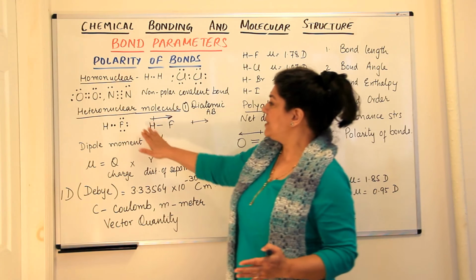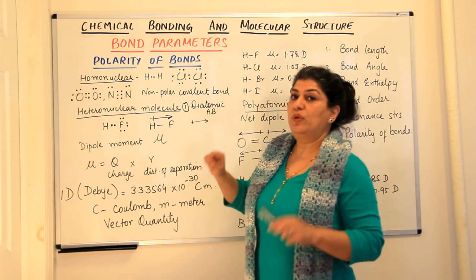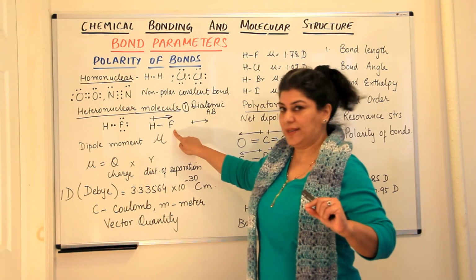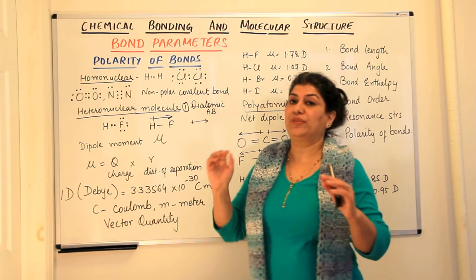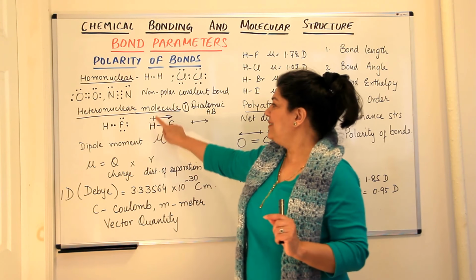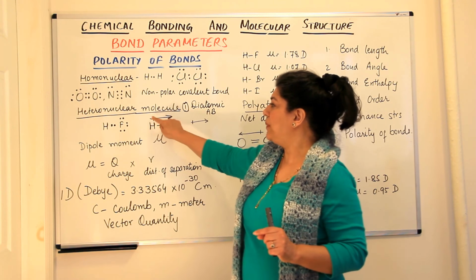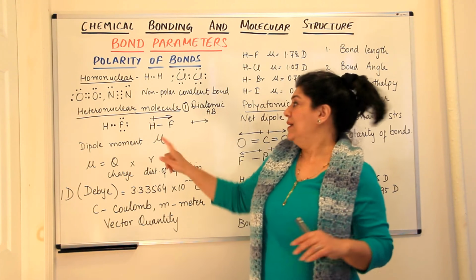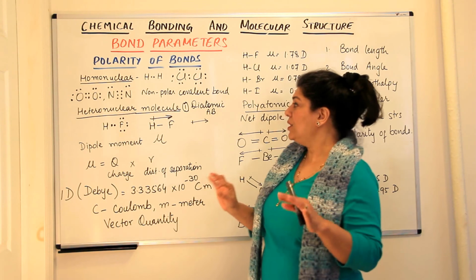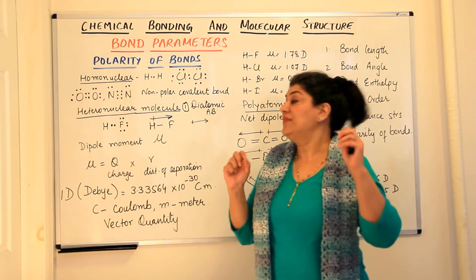So dipole moment structurally in a molecule is represented by an arrow which is pointing towards the more electronegative element or atom, and the tail of the arrow is towards the electropositive atom. This cross you could use to remember where you put the tail: it is a plus sign if you think this is the positive atom and this is the negative atom. The arrow always points towards the more electronegative atom.